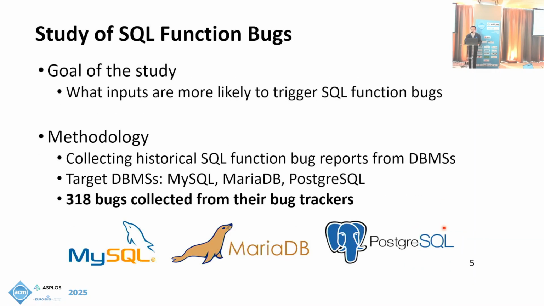To answer that, we conducted a comprehensive study. We collected 318 real-world SQL function bug reports from three popular DBMSs: MySQL, MariaDB, and PostgreSQL. These bugs were collected from their bug trackers with specific search keywords. Our methodology involves deep analysis of these reports, including their characteristics and root causes.